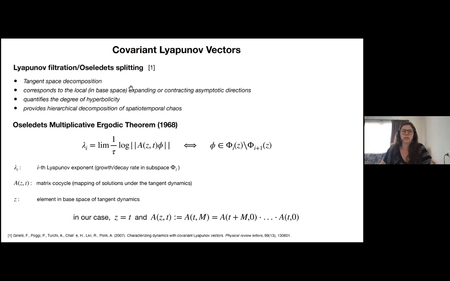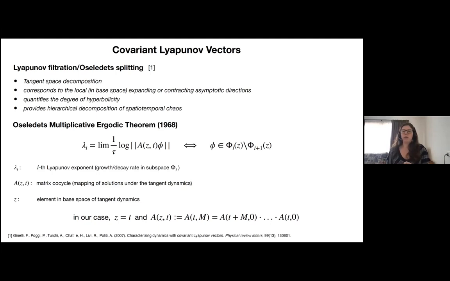So, it's tangent space decomposition, and you're looking at the local expanding and contracting directions in your phase space, and these can quantify your degree of hyperbolicity and this hierarchical decomposition of spatiotemporal chaos. Okay, so that's just the qualitative description of what these covariant Lyapunov vectors can give you, but they come from the multiplicative ergodic theorem.